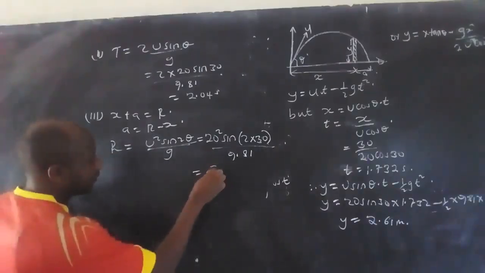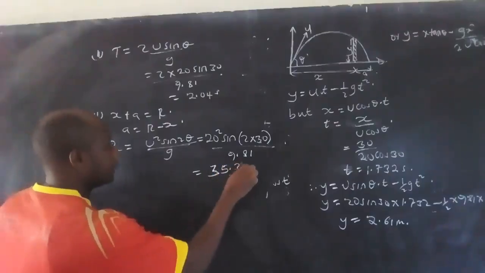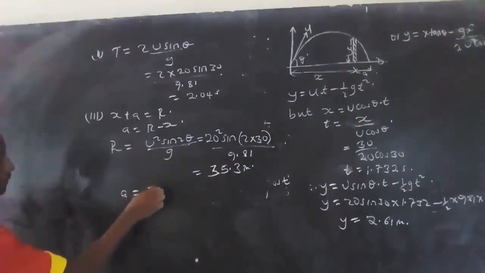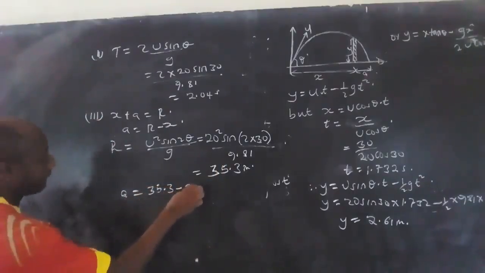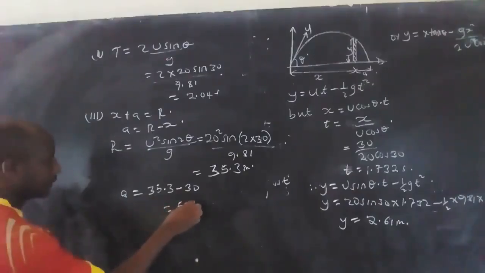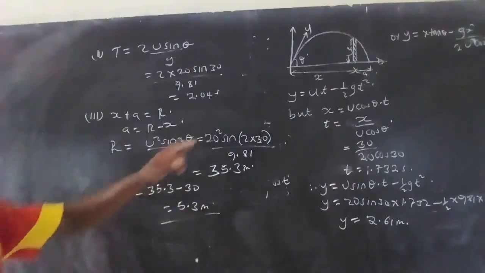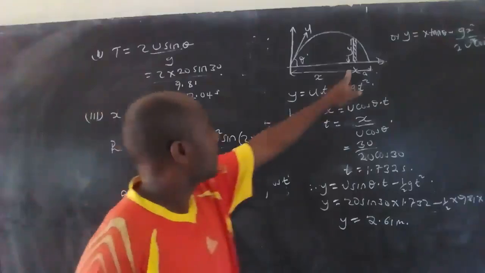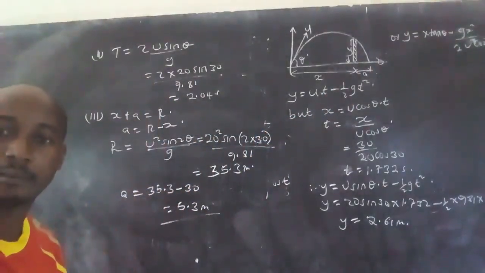So our range is 35.3 meters. So our distance will be 35.3 minus 30, giving us 5.3 meters. Meaning that where it lands, the ground is 5.3 meters away from the goal post.